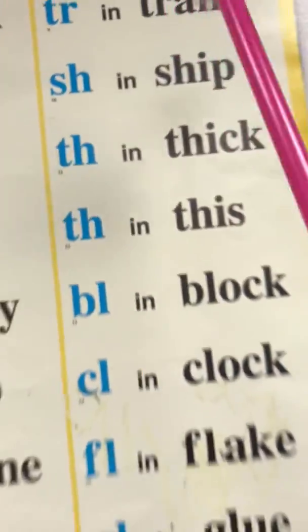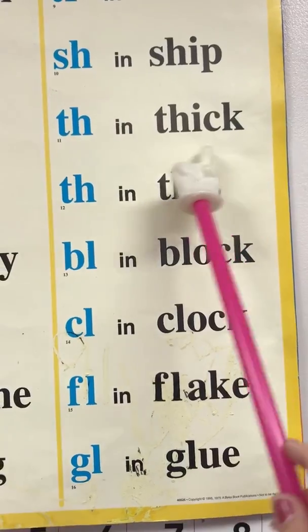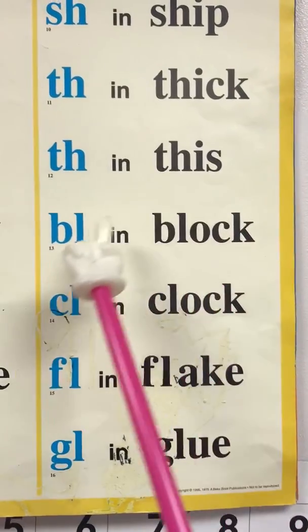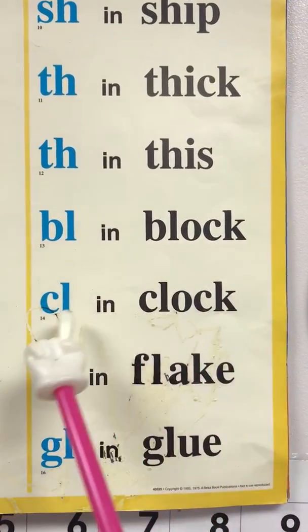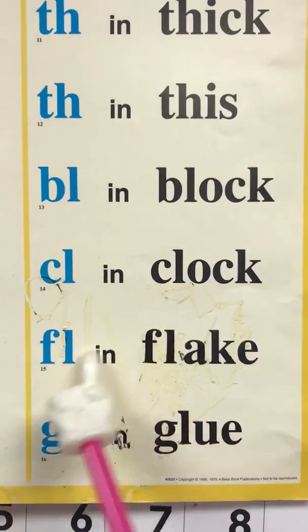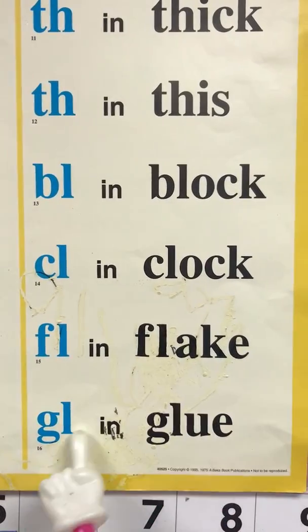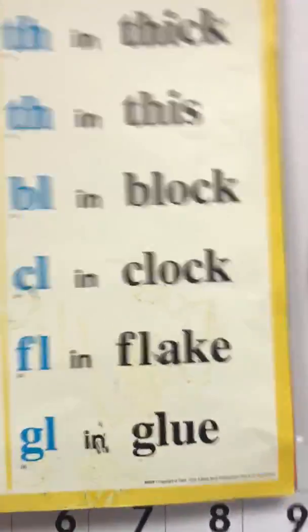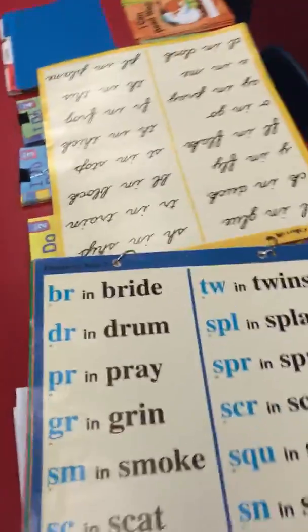Sh in ship, th in thick, th in this, bl in block, cl in clock, fl in flake, gl in glue. Now that's not our only chart. We have 2 more charts to go. Let's put this on the desk, and that way we can see the other ones. All right, here we go.